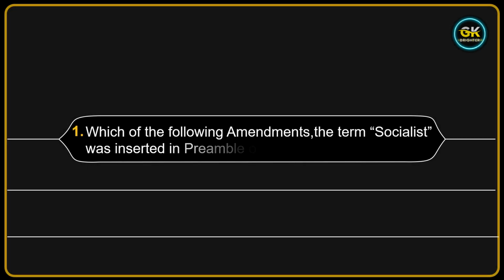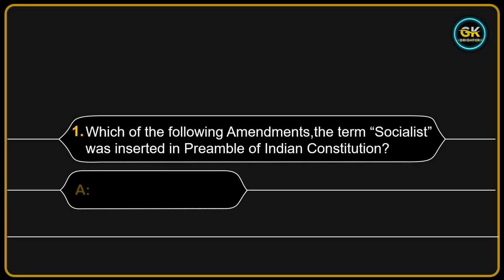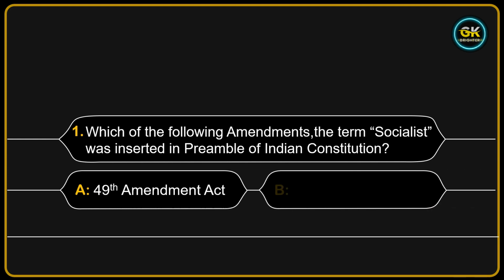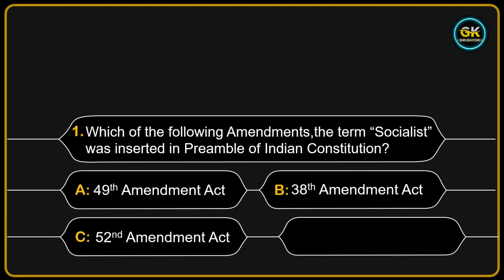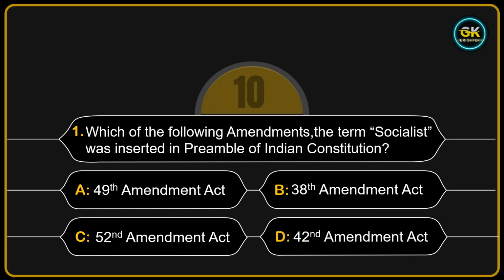Which of the following amendments the term socialist was inserted in preamble of Indian Constitution? 49th Amendment Act, 38th Amendment Act, 52nd Amendment Act, 42nd Amendment Act.